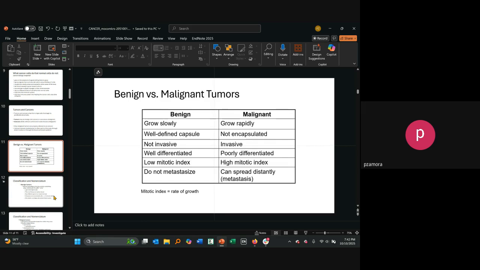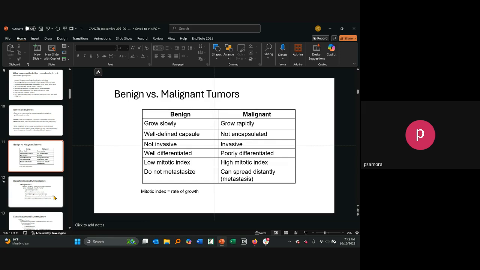Malignant cancers, on the other hand, grow rapidly. They're not encapsulated. They are invasive. They are poorly differentiated. They have a high mitotic index. And most importantly, of course, they can spread distantly. That is to say, they can metastasize.